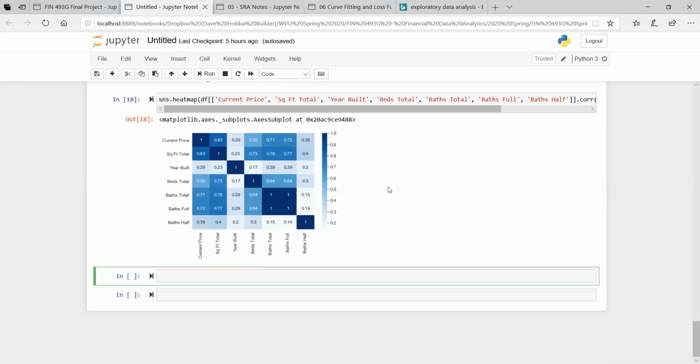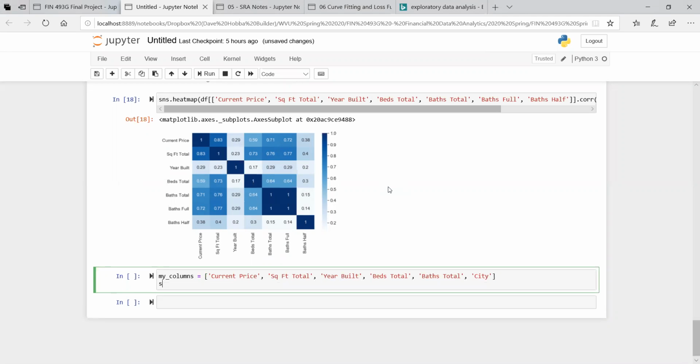All right, so we're going to continue with where we left off. We're still exploring our data set of home sales. So let's create a list. Let's call it my columns. We're going to include city this time. Let's do a pairplot.